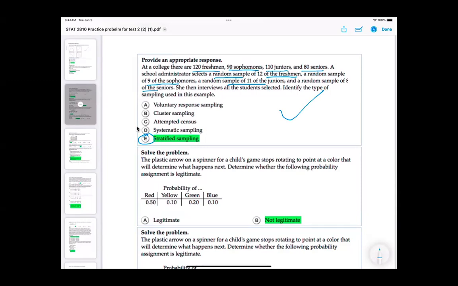Now let's get to the next one. We are given a table and then we are asked to determine whether this probability assignment is legitimate or not. So last time we learned about 3 things. Do we have any negative probability here? No.